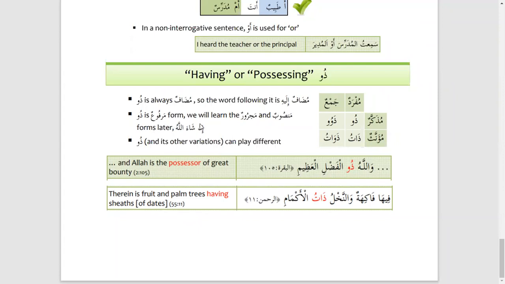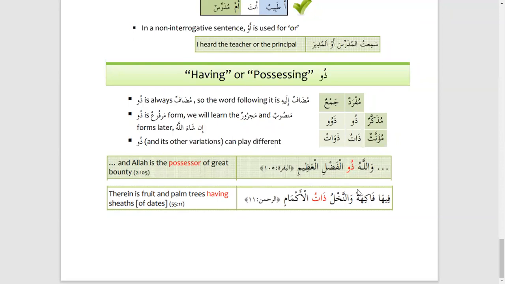Dhu is in the marfu form. We will learn the majroor and mansub forms later, inshallah, as it is used like dhu, dhi, and dhee. So it has 3 forms. As we know, every noun has 3 forms, which are marfu, mansub, and majroor. As of now, we are focusing only on the marfu form, which is dhu for singular, mufrad, and for the plural, we say dhawu. And similarly for the feminine, muannath, dhatu, and the plural is dhawatu.